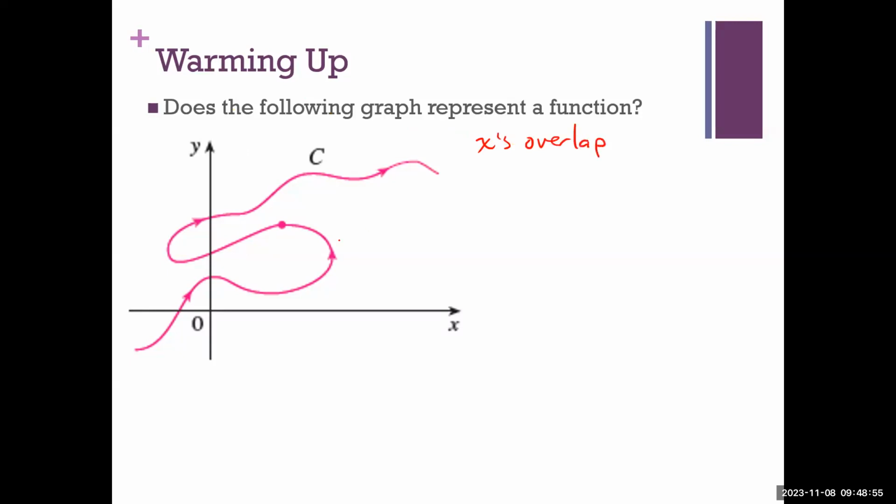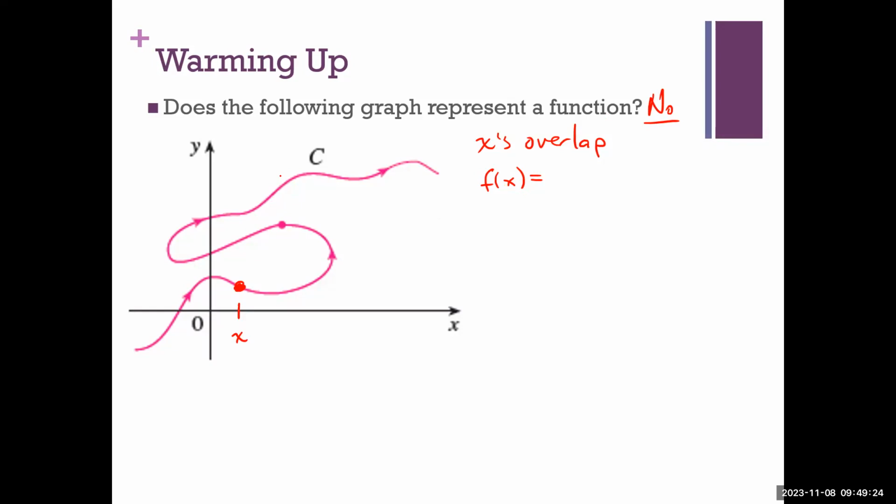So there are some x values, and we can just pick one, right? Here's an x value. The way we think about functions is, what is f of x? Well, that needs to be exactly one thing, right? In this equation, this curve, that is clearly not the case, right? So let me ask this question. We're saying no because we have x's overlap.